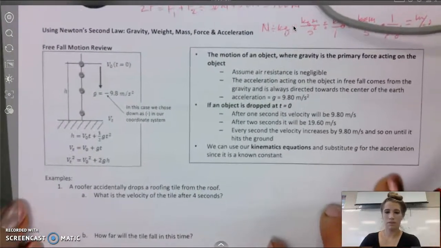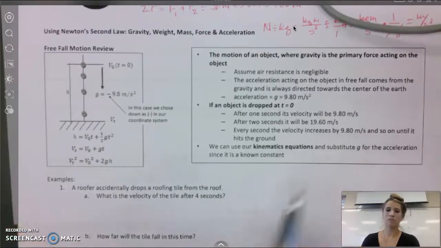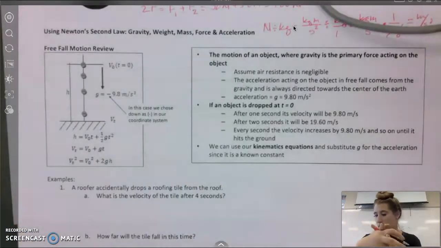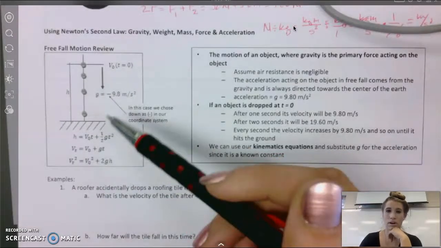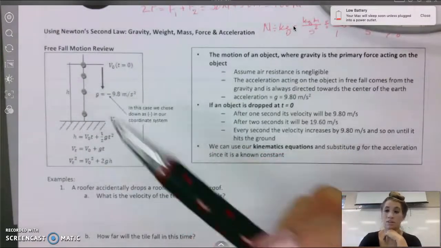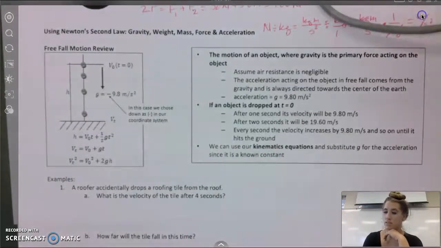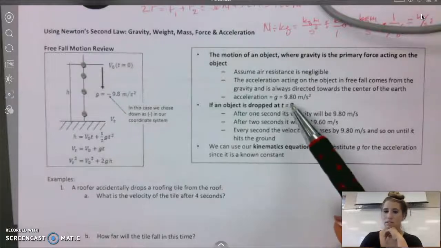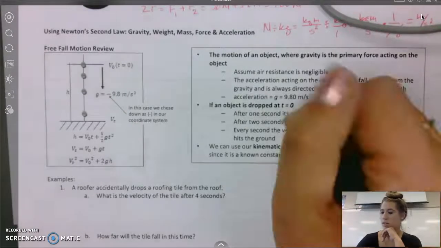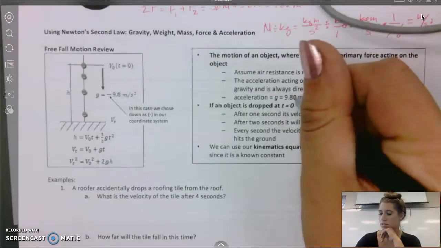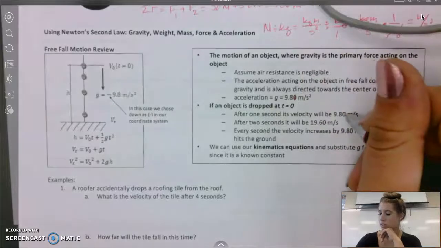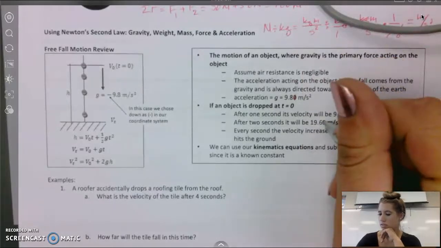Free fall motion. So let's review this quickly. First, the acceleration of an object in free fall is the acceleration due to gravity. And so that's 9.81. And I went through, I changed it on the slides. I forgot to change it in your notes.